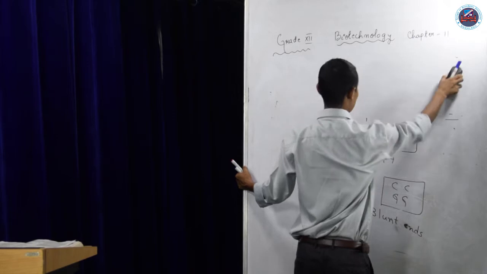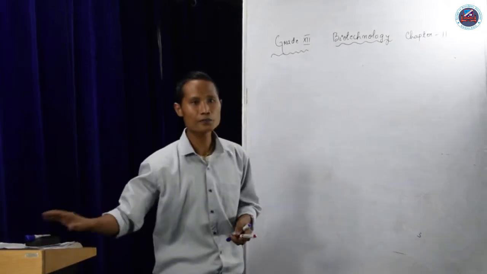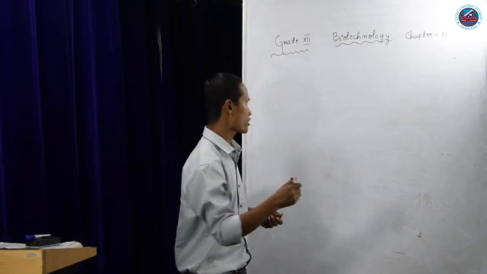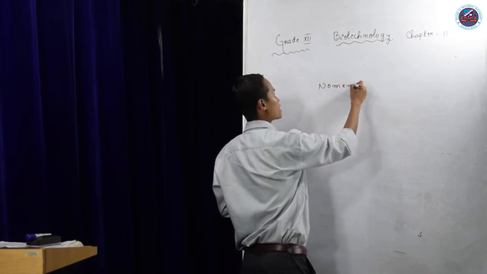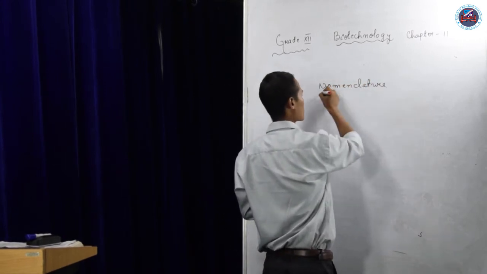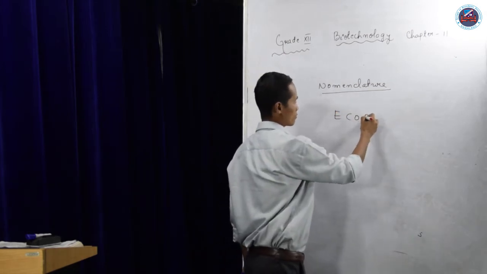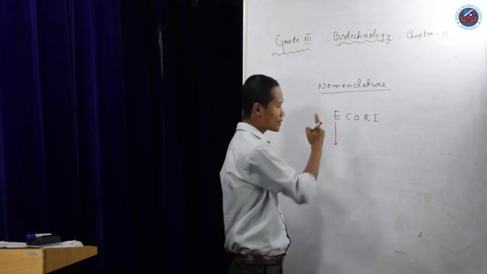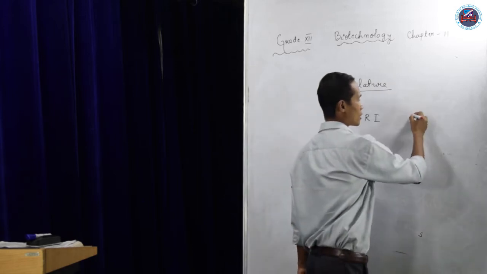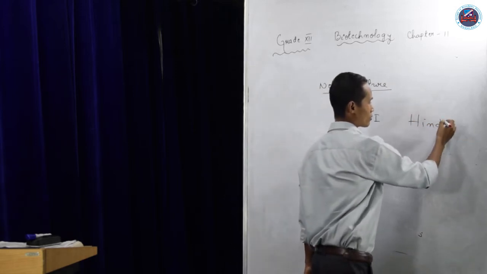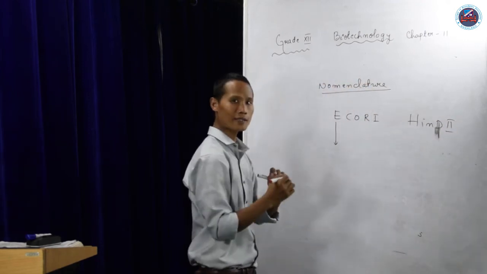Now, we're going to discuss the nomenclature, how to name the restriction enzyme. Naming restriction enzymes is very important. That is nomenclature. Let's take one example. If I write EcoRI, so this is the first letter, the capital letter. This E represents... Like just say that HindII. So this first letter represents the genus.